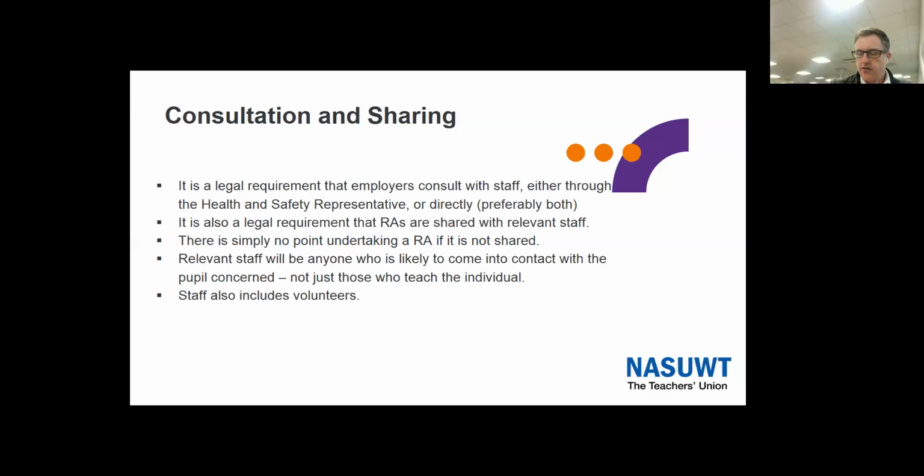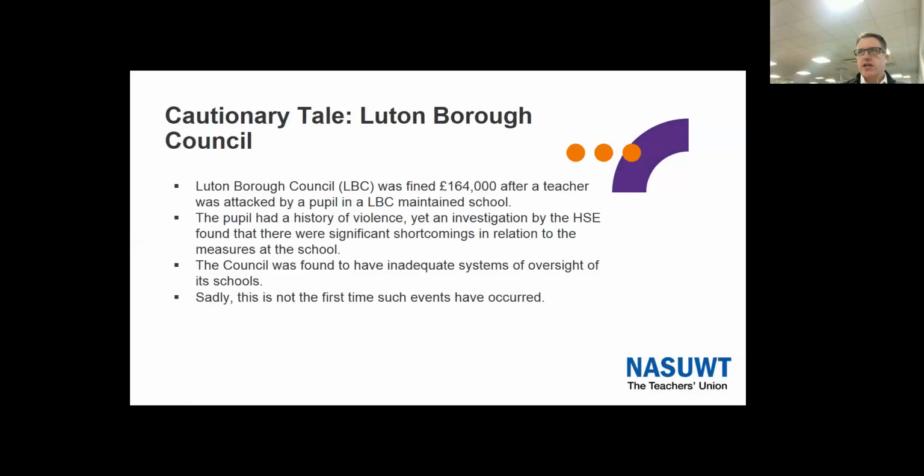And I just want to finish with a bit of a cautionary tale. So this is going back a couple of years. Now, the Luton Borough Council was fined £164,000. They were actually fined £300,000, but it was reduced on the basis that the council couldn't afford to pay £300,000, after a teacher was attacked by a pupil in a maintained school in Luton.